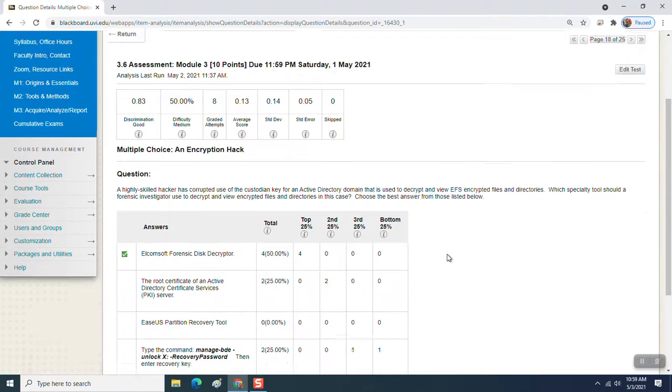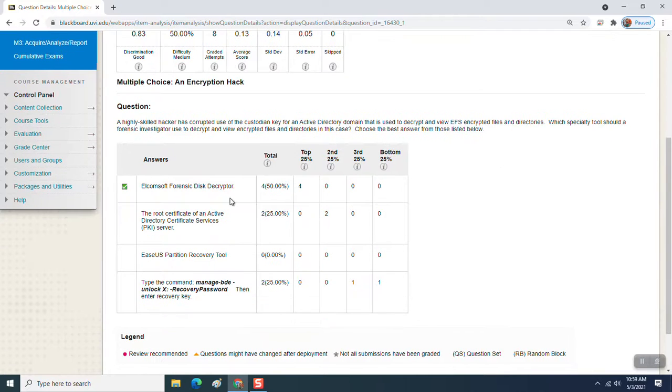Here's another encryption-related item that was a challenge for students. A highly skilled hacker has corrupted the use of the custodian key for an Active Directory domain that is used to decrypt and view EFS encrypted files and directories. That means the privileged account management for this organization was weak and somebody got a hold of it. By default in Active Directory, the domain administrators are encryption custodians for all the keys for all the users that use EFS.